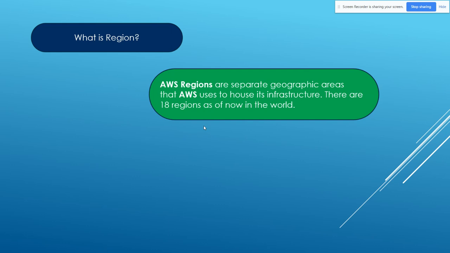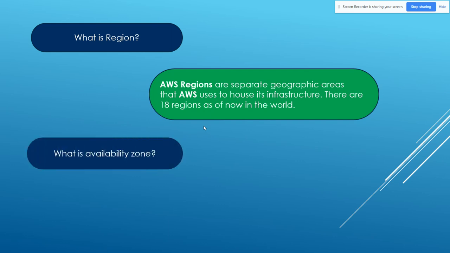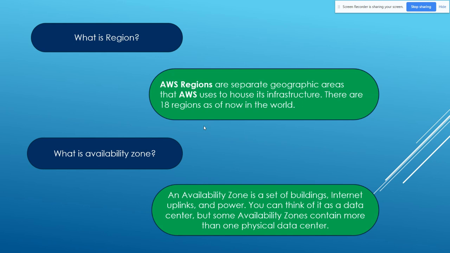So under the regions, they select a location. If we talk about India, in Mumbai they have the data center. That is known as the availability zone. So what is an availability zone? You can say an availability zone is a set of buildings, internet, uplinks, and power. You can think of it as a data center as well, but some availability zones contain more than one physical data center.